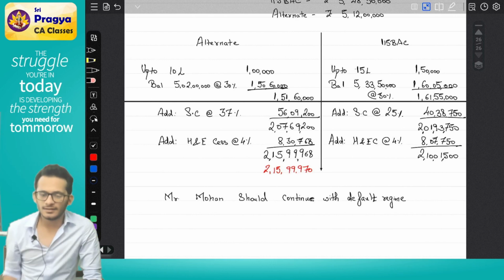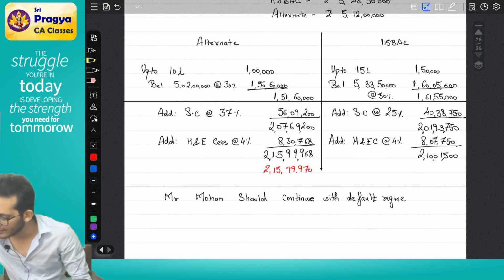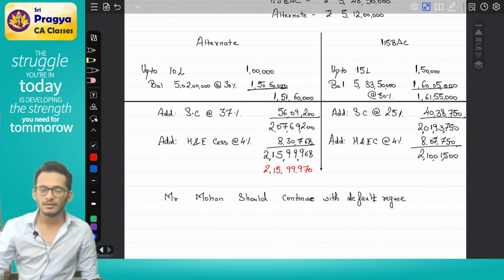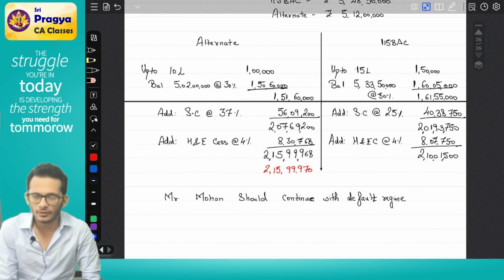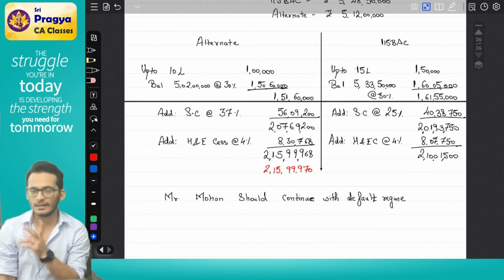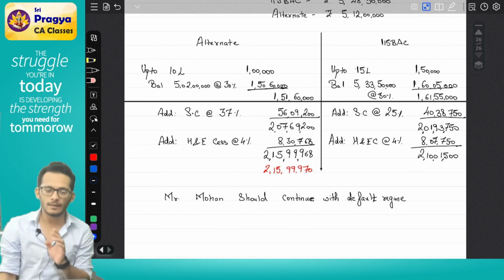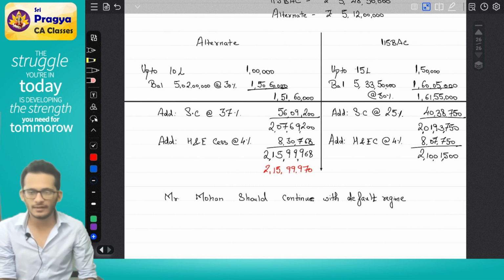I have never done such comparison questions because generally they don't come in the exam. Starting this year, they will. When the new syllabus is notified, the pattern does not just say computation of tax. It now says computation of tax as per the most beneficial laws.